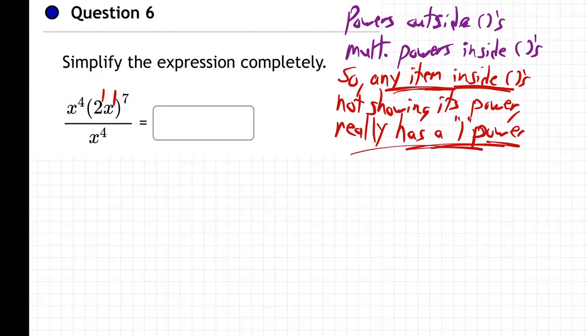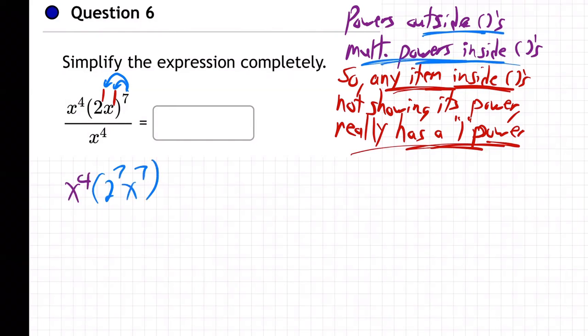So now this 7 multiplies the 1 and multiplies the 1, because powers outside parentheses multiply powers inside parentheses. But you first have to show those powers. So if there's no power showing, they really have a 1 power. Okay, so that leaves us with X to the 4th, and now with the parentheses, 2 to the 7th, X to the 7th, over X to the 4th on the bottom.